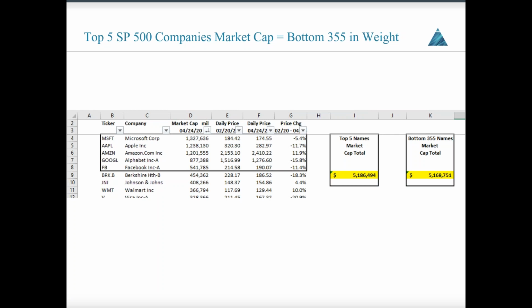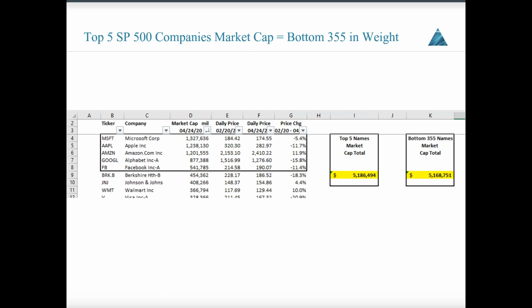But the idea is I have a spreadsheet with all 500 stocks in the S&P 500. I have their market cap. And throughout this presentation, we're going to be looking at daily price performance from February 20th of 2020 through April 24th, which is last Friday. And we're going to be looking at price change. So this is a very, very simple analysis. Where we're going with this particular slide is that I sorted the market cap from highest to lowest. And you can see the top 5 names up there: Microsoft, Apple, Amazon, Alphabet, and Facebook.